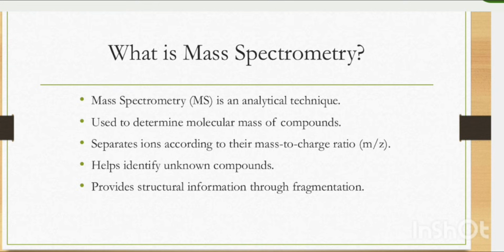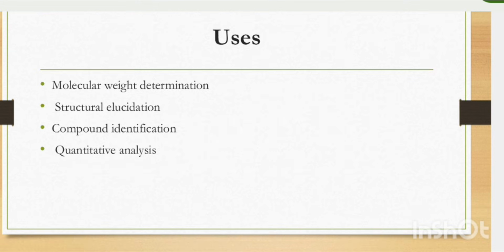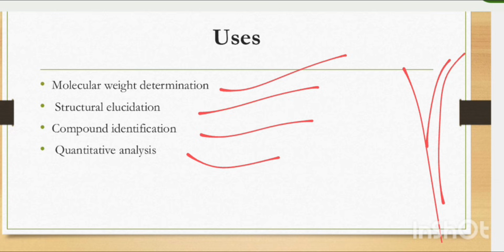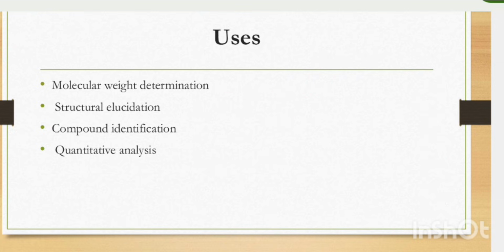Mass spectrometry has many important uses. It is used for molecular weight determination, structural elucidation, compound identification, and quantitative analysis. Because of its high sensitivity and accuracy, it is widely used in chemistry, pharmaceuticals, biochemistry, environmental science, and forensic investigation. Example: molecular weight calculation.